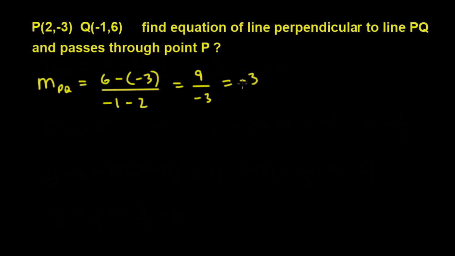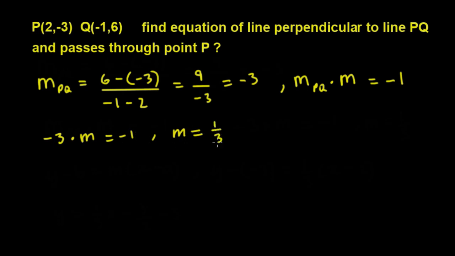Now we know that the line that we're interested in is going to be perpendicular to this line. So that means that we can write out the gradient M_PQ times the gradient of the line that we're looking for must equal minus 1 because they're perpendicular. So we just put the numbers in. So we've got M_PQ is minus 3 times the value of our line, and the gradient we're interested in is going to equal minus 1. So that means that the gradient we're interested in, M, is going to equal 1 upon 3.